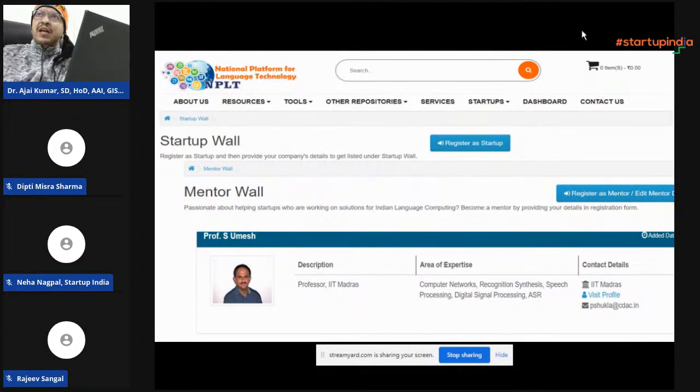So for the startups, we have a section called the startup wall, where you can have your company details listed out. There is also provision for a mentor wall. So all the research institutes that were being mentioned, like the various IITs, the IISCs, the various centers of CDAC, the areas of expertise of those centers are with various professors. So they will be available to you as mentors.